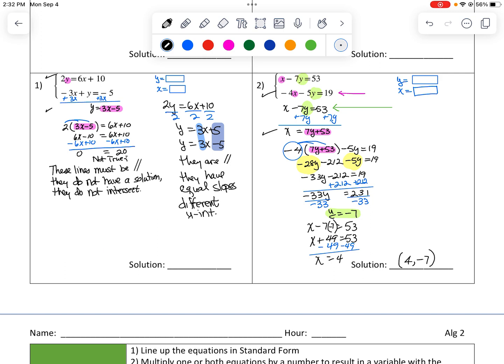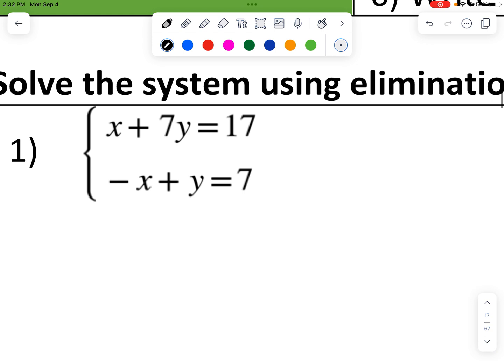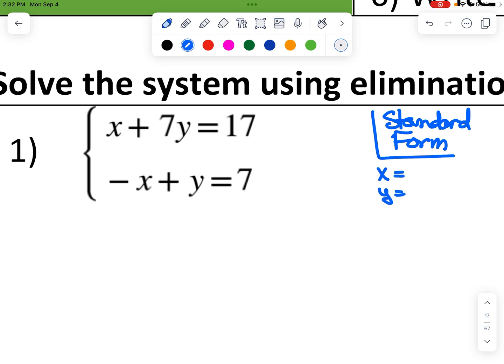So that's substitution. So now let's jump to elimination. I use elimination when my equations are in standard form. In other words, when they do not say x equals and when they do not say y equals.